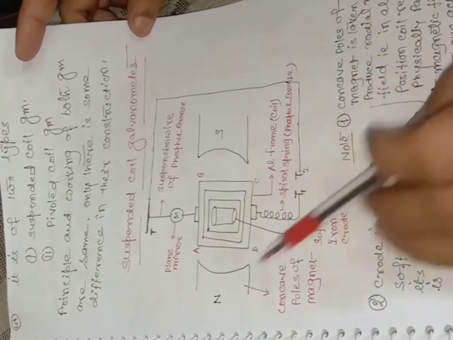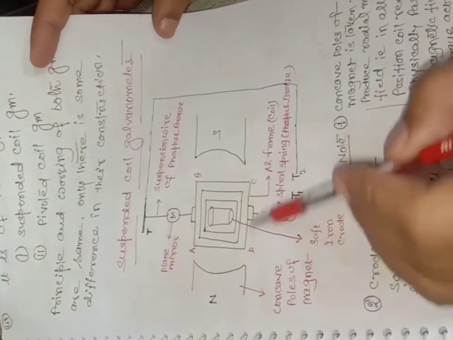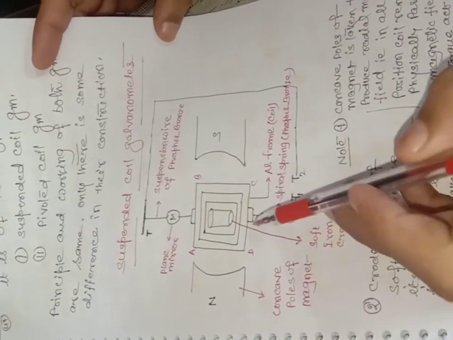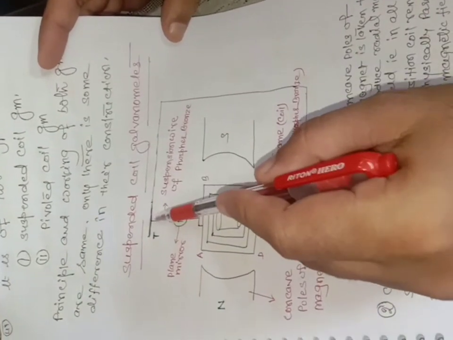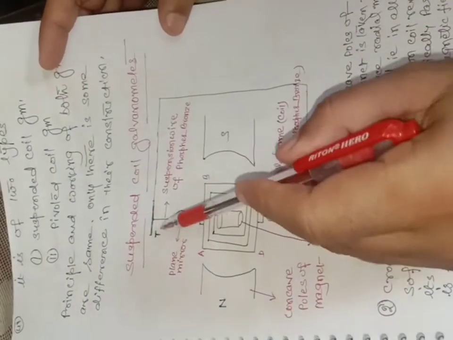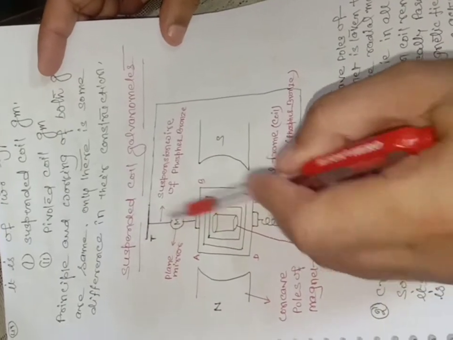It is the figure of the suspended coil galvanometer. It is a rectangular armature. These are the number of turns. It is wound. Correct? And these two are the concave poles of the magnet. It is a suspension wire on which a plane mirror is attached. The suspension wire is made of phosphor bronze because its torsional rigidity is less.